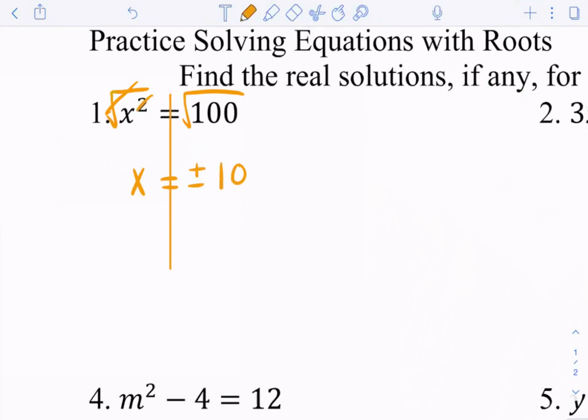And you can always check. Is 10 times 10 equal to 100? Yes. Is negative 10 times negative 10 positive 100? The answer to that is yes as well. So my final answer here, if I want to write it as a solution set, is negative and positive 10.